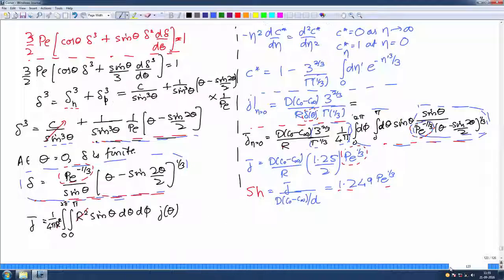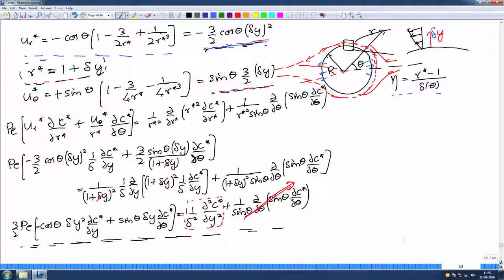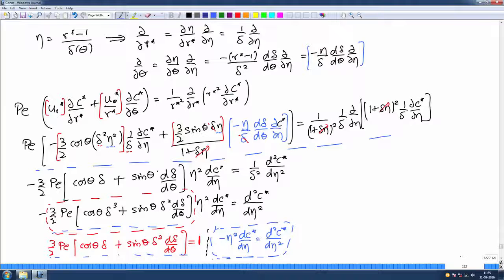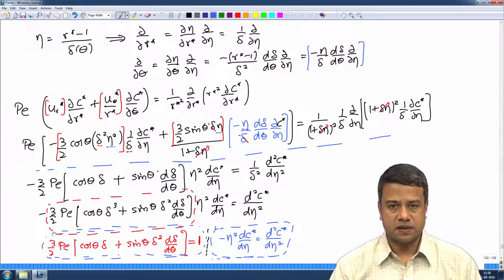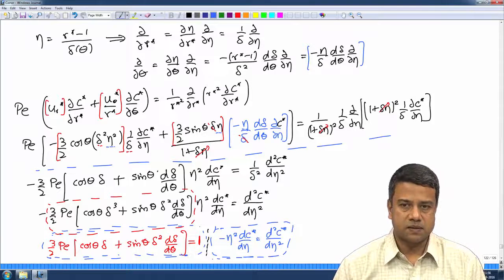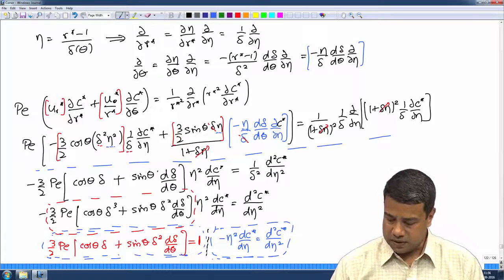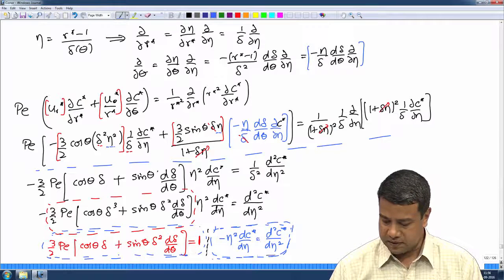The equation, there are two parts to the equation. Okay, the first part is the equation for the similarity variable itself. The condition is that this particular function has to be 1 or a constant if the resulting equation in terms of the similarity variable is independent of Peclet number. The second one is the equation for the concentration field itself.